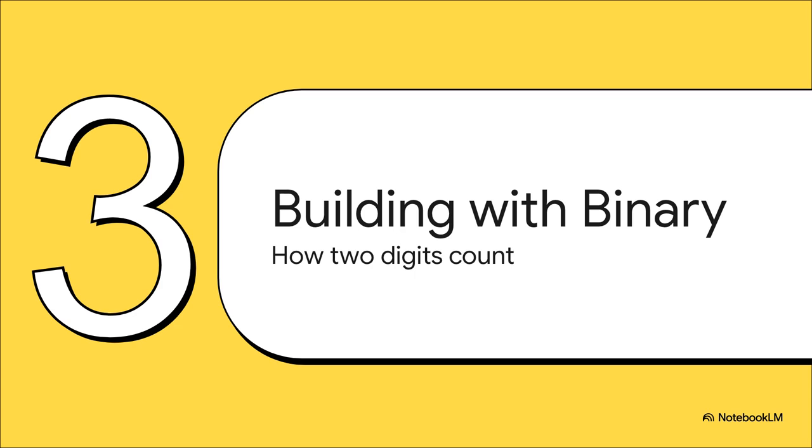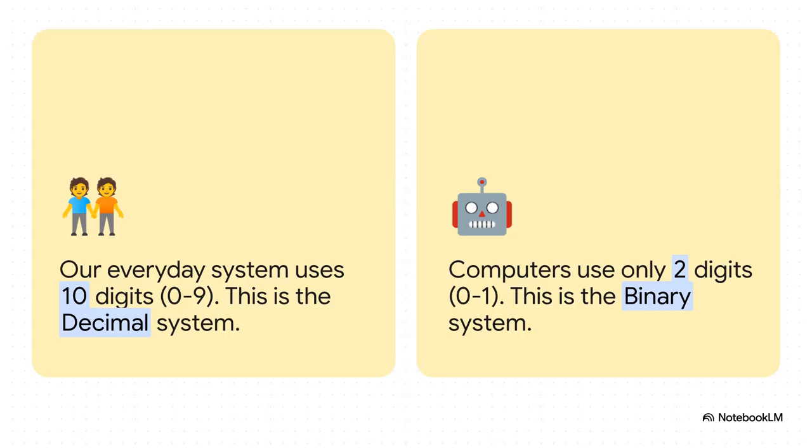All right, on to section 3, building numbers with binary. So you might be thinking, okay, a bunch of on and off switches, great. How is that useful? Well, the very first, most basic thing we can do with them is count. Now, to get this, it really helps to start with what we use every day. We use a system with 10 digits, right? 0 through 9. That's called the decimal system, or base 10. Computers, they're way simpler. They only have 2 digits to work with, 0 and 1. And that's the binary system, or base 2.